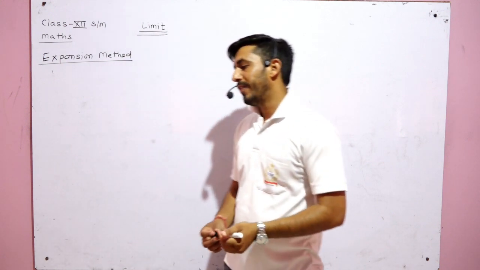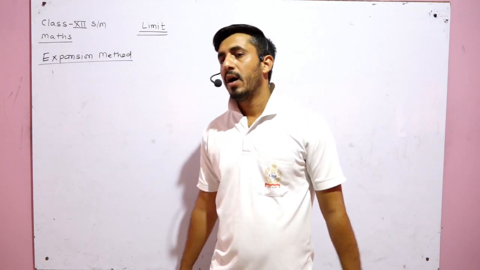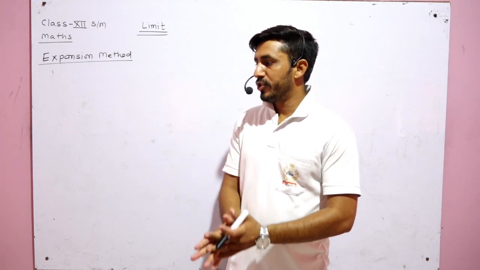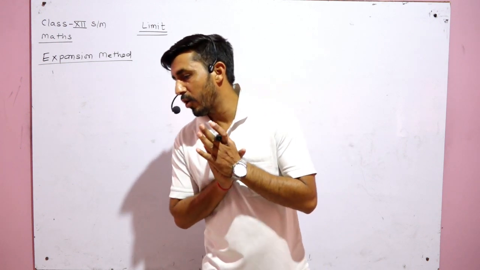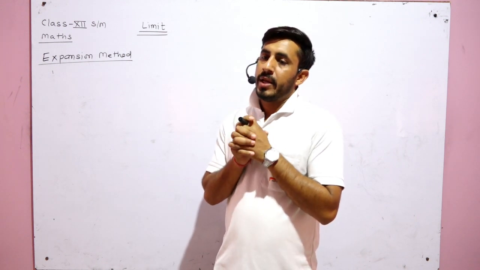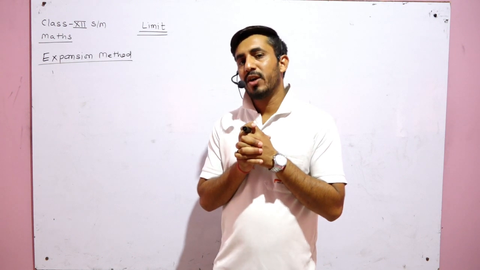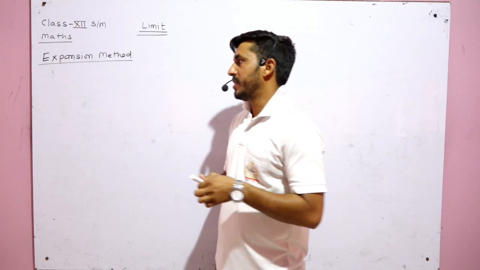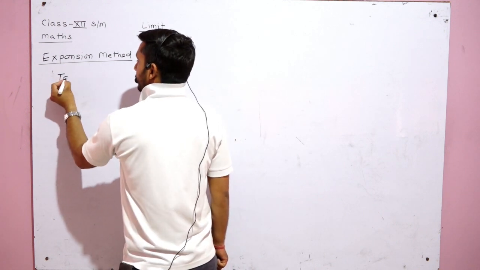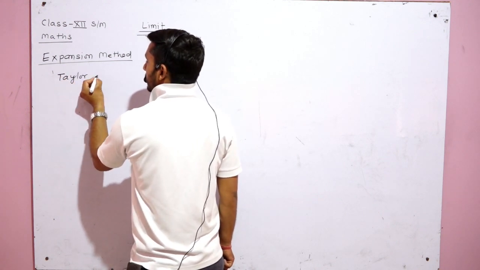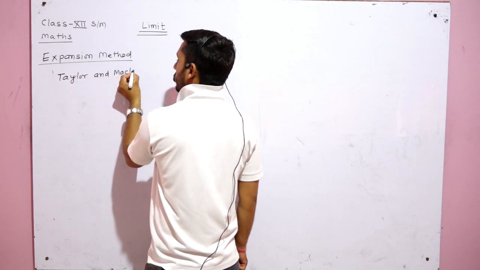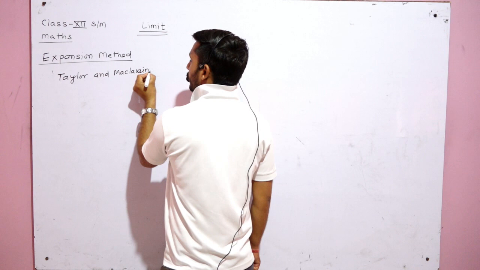First of all, we will discuss the method of how we can expand the trigonometric functions. The expansion of trigonometric functions will be obtained by Taylor and Maclaurin series or expansion. First, we will define the Taylor and Maclaurin theorem.